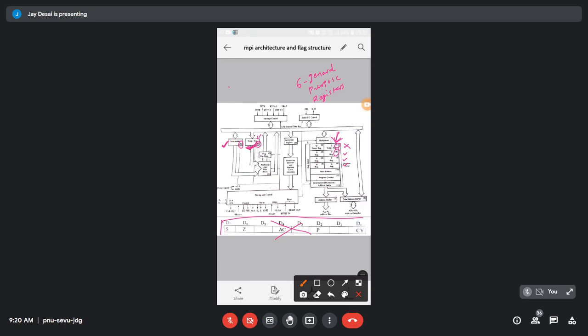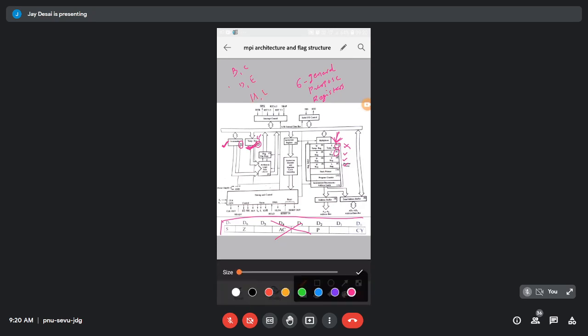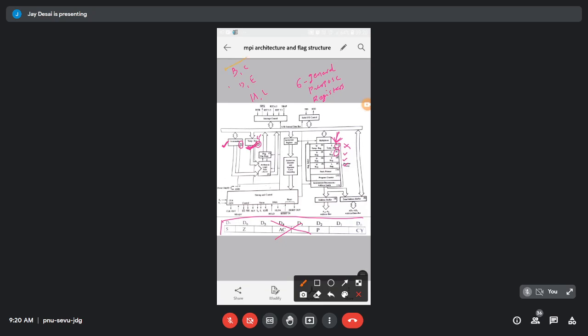Okay, now what happened? B, C, D, E, H, L. Of these, B, C, D and E are totally user or programmer operatable registers. The processor cannot use them. B, C, D, E are four registers that only the programmer can use, and the processor cannot use them. Whereas the H and L registers, the programmer can also use and the processor can also use.